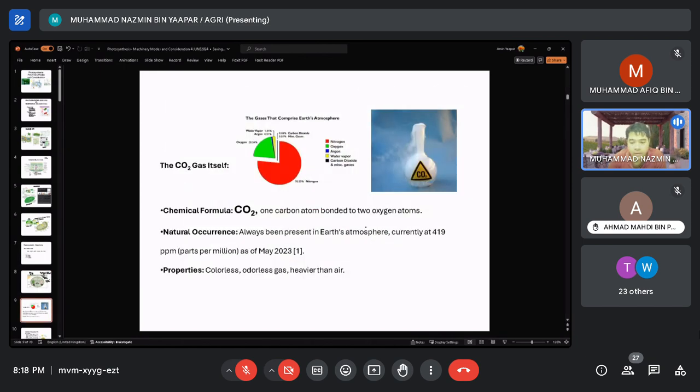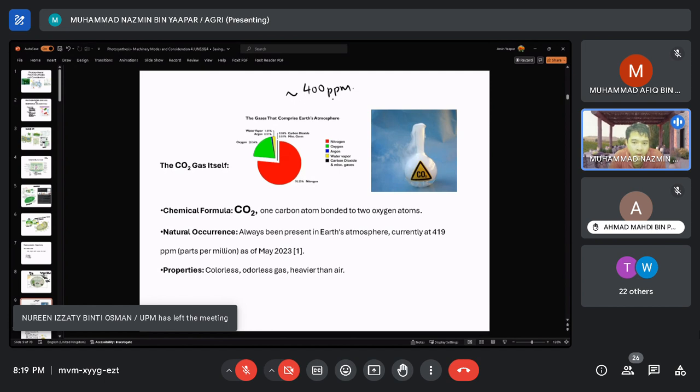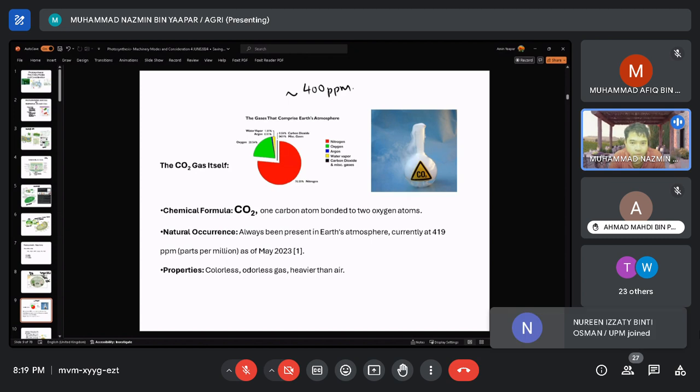So let's look at the ingredients of photosynthesis. Number one is CO2. We all know CO2, right? It's not so much, actually. Currently, it's around 400 ppm in our atmosphere. When you convert that to percentage, that's not even 1%. That's only like 0.04%. It's very, very little, okay?